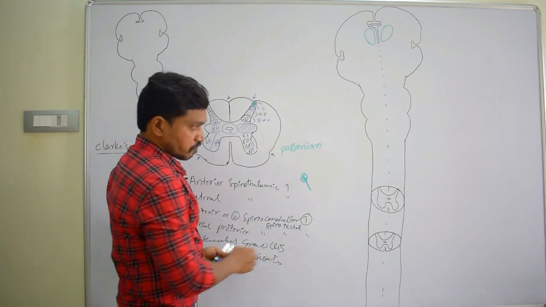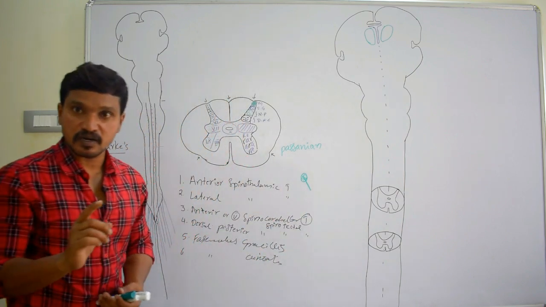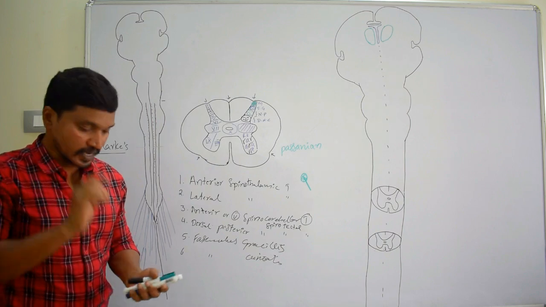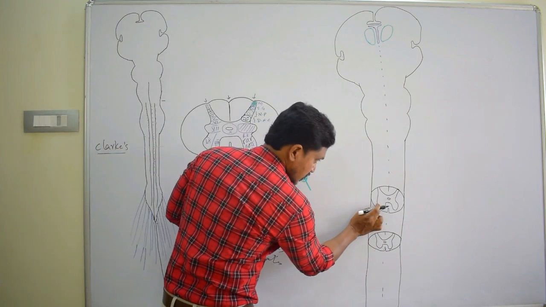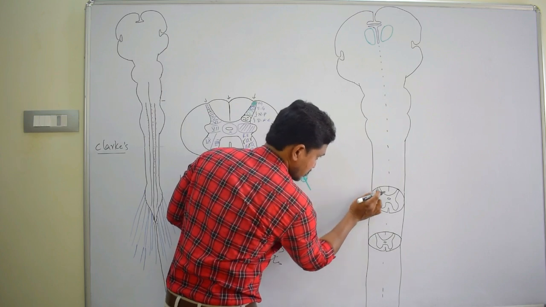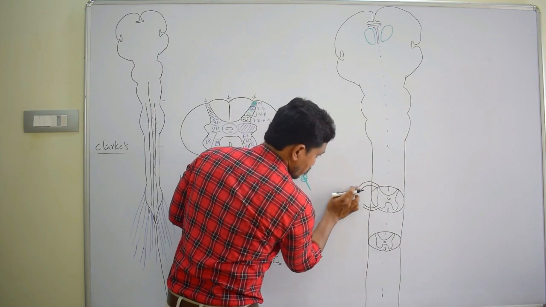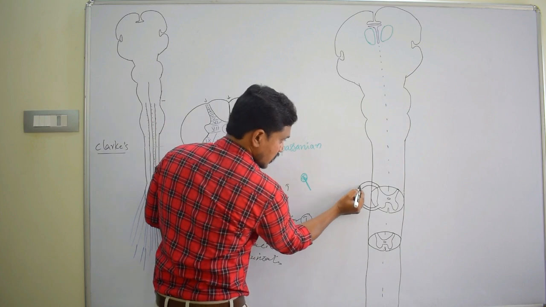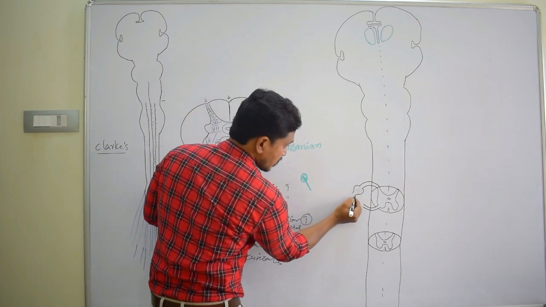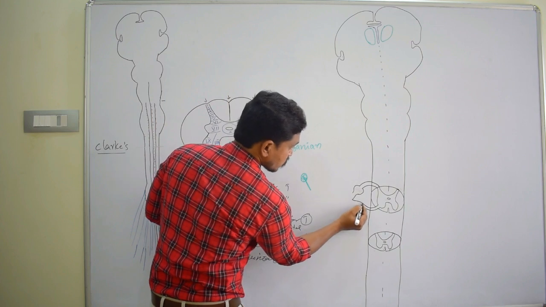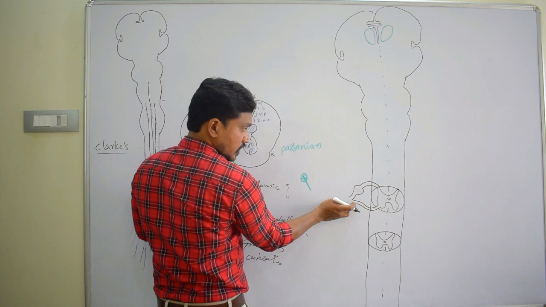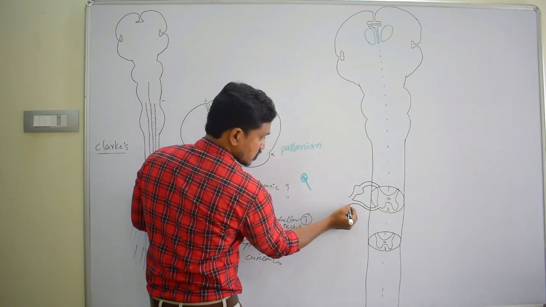Right? See here. In the posterior root of spinal cord, you can see one ganglion. What is that ganglion? Dorsal root ganglion. See here. This is the anterior root. It is arising from the anterior horn cells. This is the posterior root. In the posterior root, you can see the dilatation here. This dilatation we call spinal ganglion or dorsal root ganglion or posterior root ganglion. After that, this posterior root and anterior root unite and form the spinal nerve.